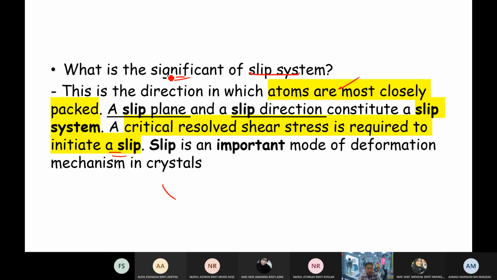Some material are ductile, some material are brittle. It all goes back to the existence of a slip system in that particular material.